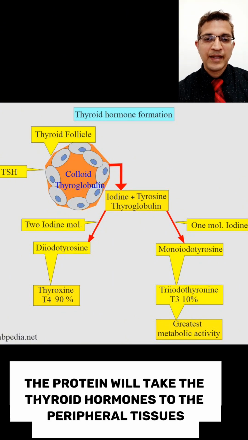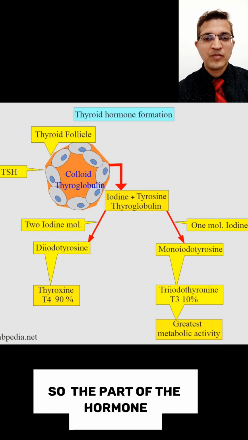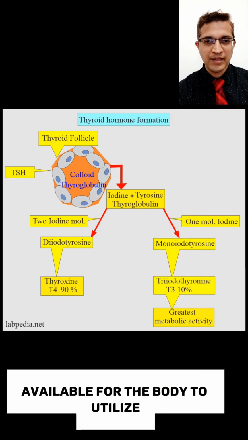This protein will take the thyroid hormones to the peripheral tissues in a bound form, but only the free hormones are active. So the part of the hormone which is not bound to the thyroxine binding globulin is available for the body to utilize.